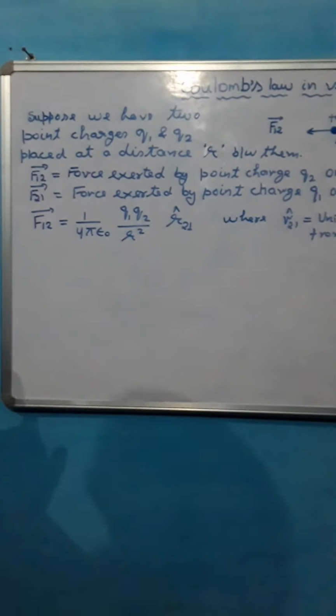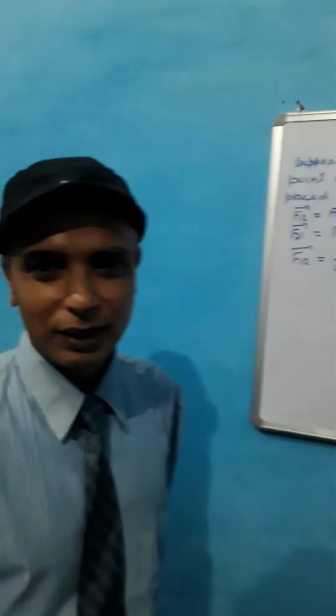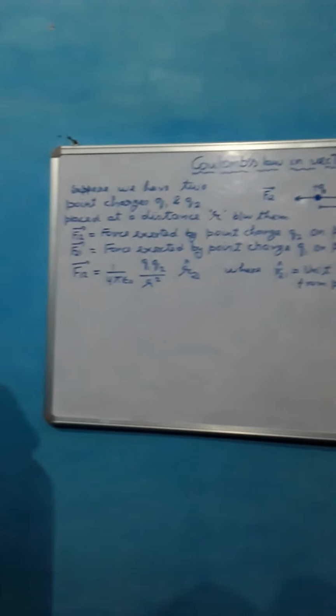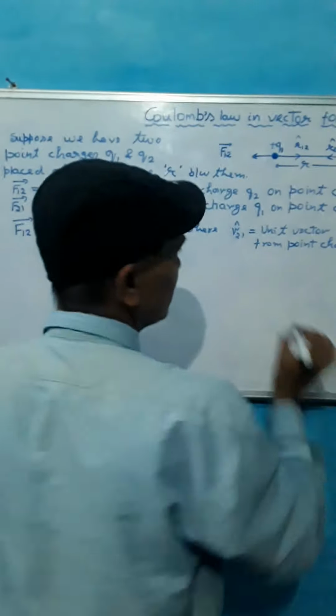So I have introduced a new thing here, that is R21 cap. Actually, what is this? This is the unit vector leading from charge Q2 to Q1. What is a unit vector? A unit vector is a vector with unit magnitude and a direction. You have studied this also in 11th class.